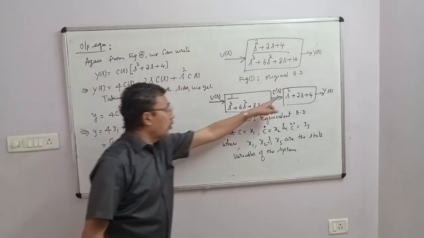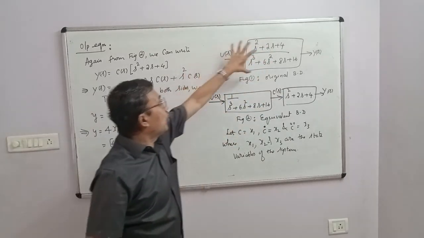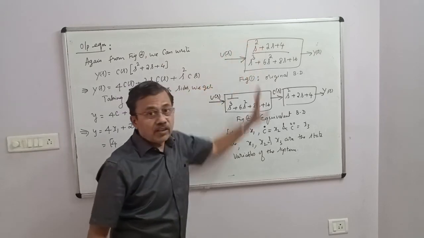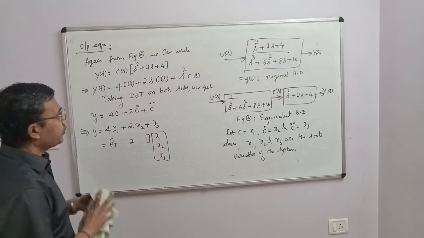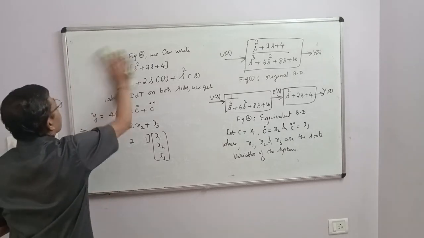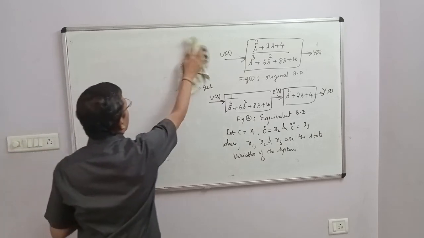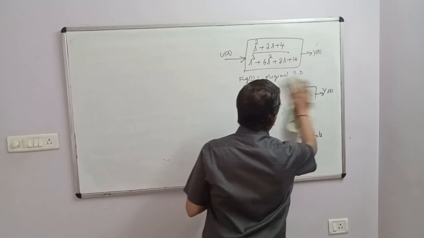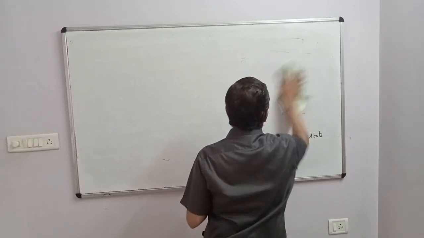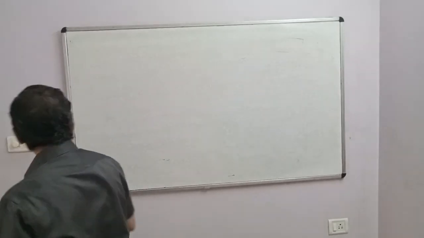So from the zeros of this transfer function, we get the output equation. From poles of this transfer function, we get the state equation. We shall go to next problem. One more problem of same type I will do.